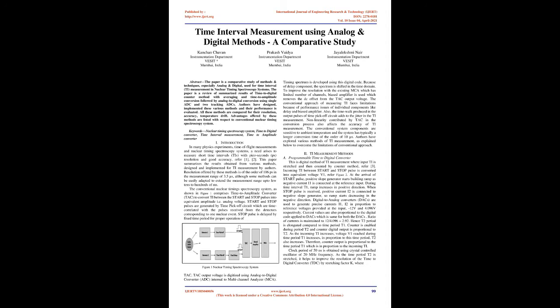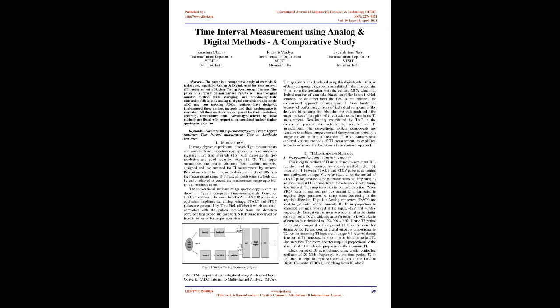All these methods are compared for their resolution, accuracy, and temperature drift. Advantages offered by these methods are listed with respect to the conventional nuclear timing spectroscopy system. Keywords: nuclear timing spectroscopy system, time-to-digital converter, time interval measurement, time-to-amplitude converter.